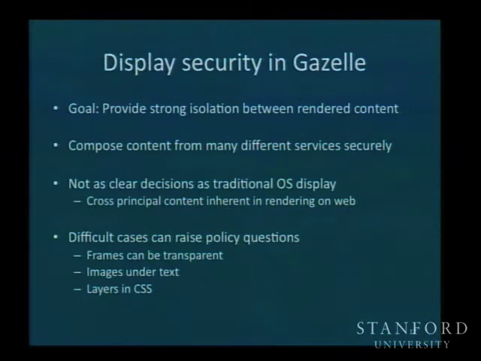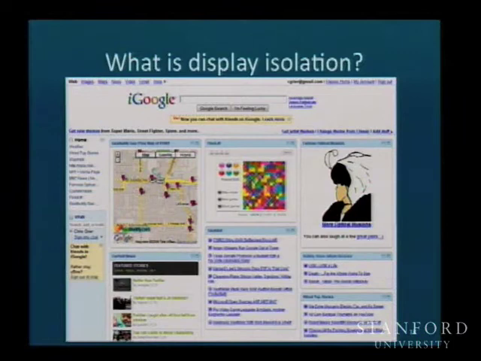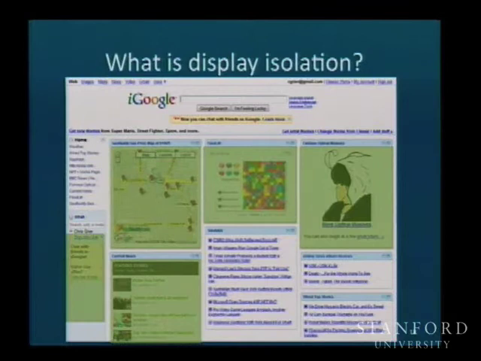So what is display isolation in Gazelle? Here's another case that I mentioned earlier, the iGoogle case. This is one that I put together quickly. We have a number of different gadgets all on the same page, and some of these gadgets are contained in iframes. The question now is, what level of isolation do we provide to the parent, or the iGoogle page in this case, and the gadgets in each box? We have four different gadget boxes hosted in iframes on this page, and part of the Google chat window, the contact list, is also in an iframe.